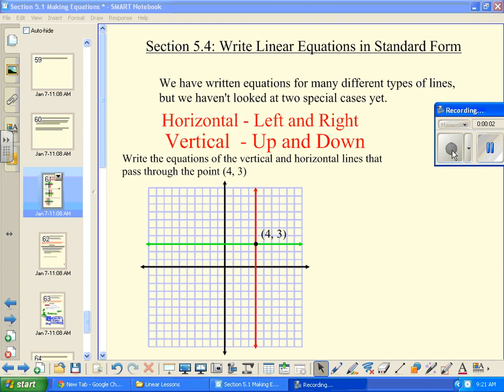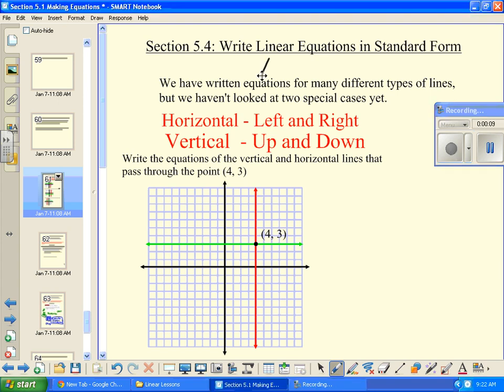Today's lesson is a continuation of section 5.4, write linear equations in standard form. Again, last lesson we started talking about what standard form looks like compared to what we've been doing. Here's standard form, ax plus by equals c. We've been writing equations in slope-intercept form, y equals mx plus b.